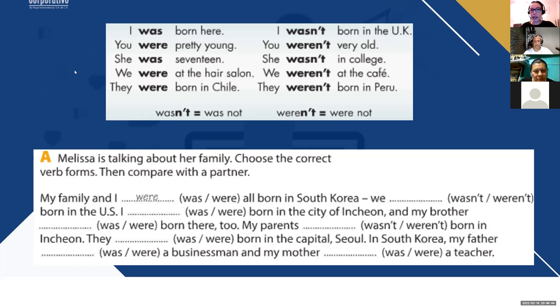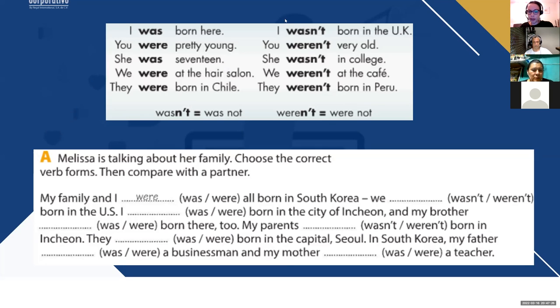Y para hacer la forma negativa, a diferencia de lo que estuvimos viendo estos días anteriores, no se usa el auxiliar didn't, sino que se usa el mismo verb be, o sea, was o were, y se agrega el not. Para hacer una oración negativa, siempre vamos a usar o was o were y not. Que contractado es, acá lo tienen, wasn't equals was not, and weren't equals were not. And we have a couple of examples here, as you may see.